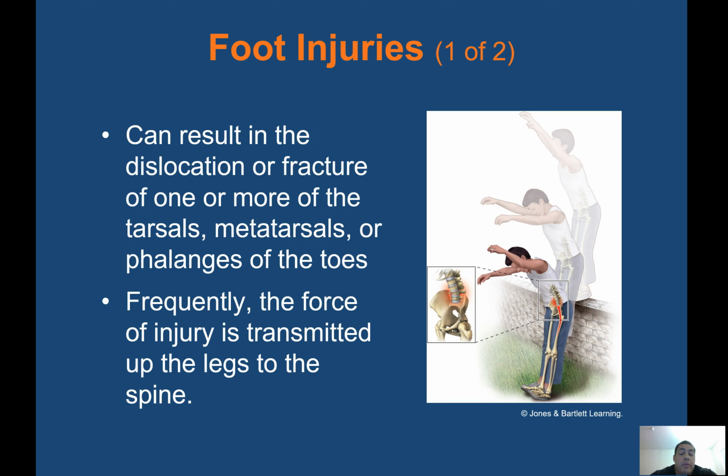Foot injuries can result in the dislocation or fracture of one or more of the tarsals, metatarsals, or phalanges of the toes. Frequently, the force of injury is transmitted up the legs to the spine. So you see this patient jumping off a little wall. He's landing on his feet. All that force is going all the way back up his spine, all the way up his hips into the lower part of his spine.